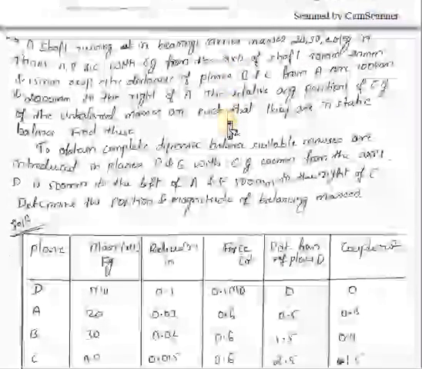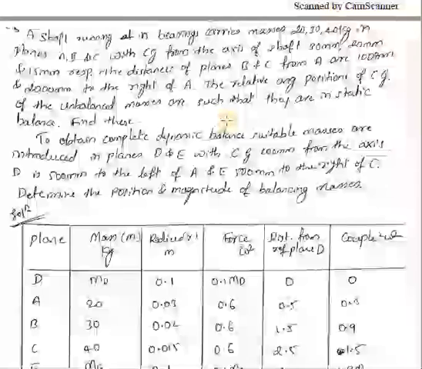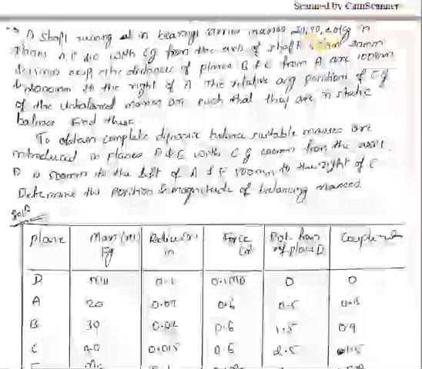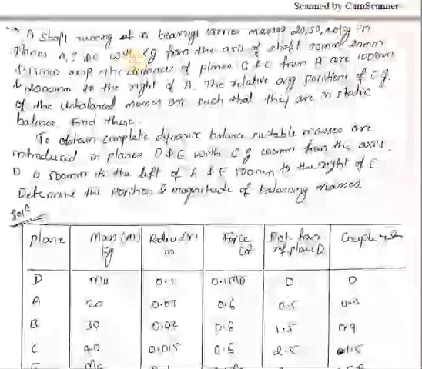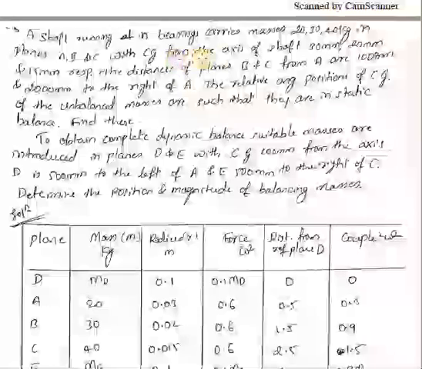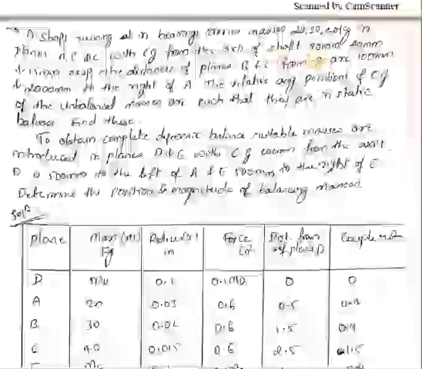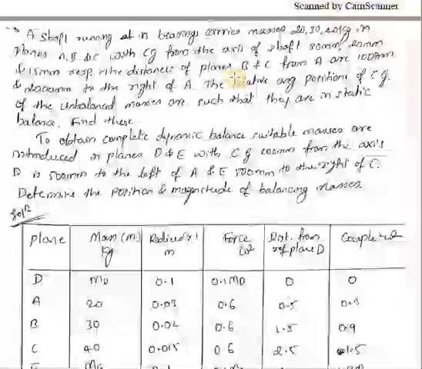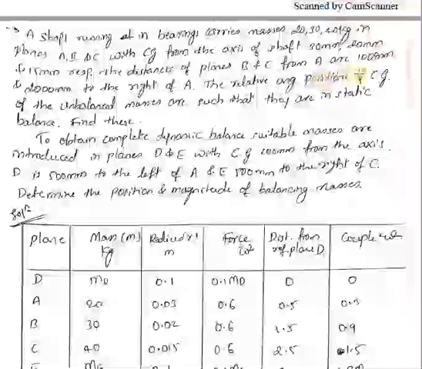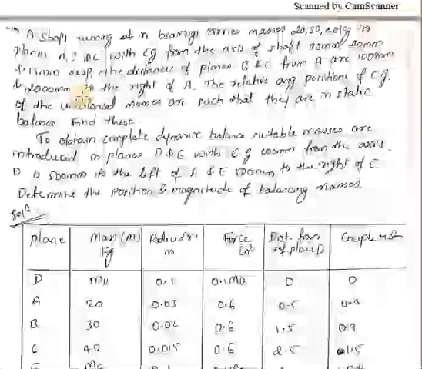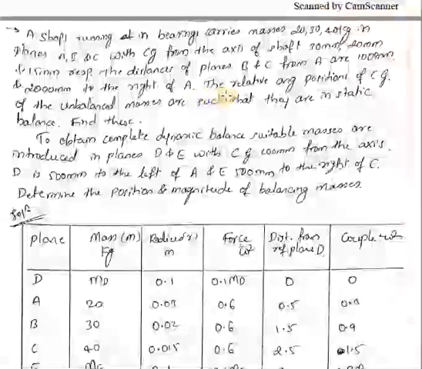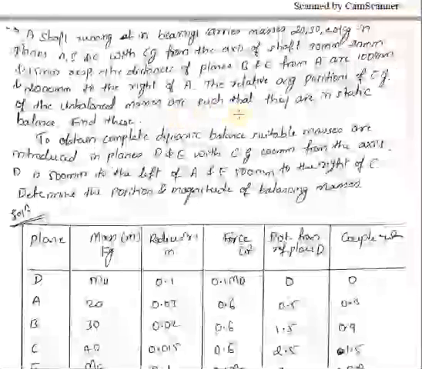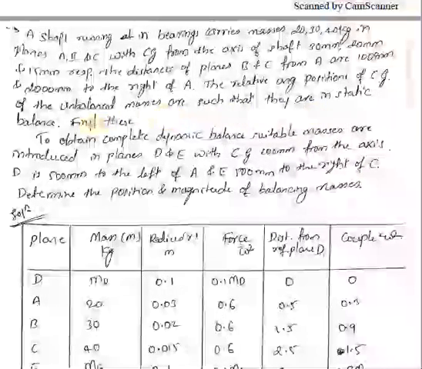Then moving further, next problem: a shaft running in bearings carries masses of 20, 30, and 40 kg in planes A, B, C with center of gravity from the axis of the shaft at 30 mm, 20 mm, and 15 mm respectively. The distances of planes B and C from A are 1000 mm and 2000 mm to the right of A, and the relative angular positions of the unbalanced masses are such that they are in static balance.